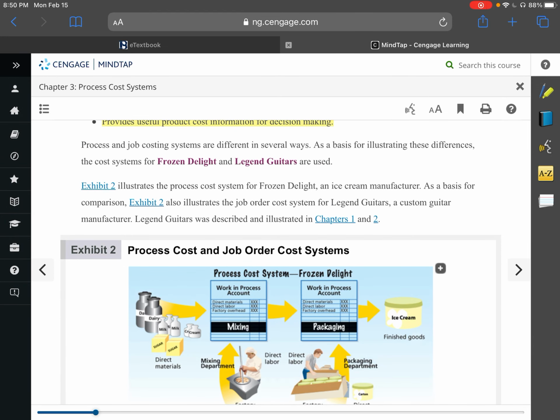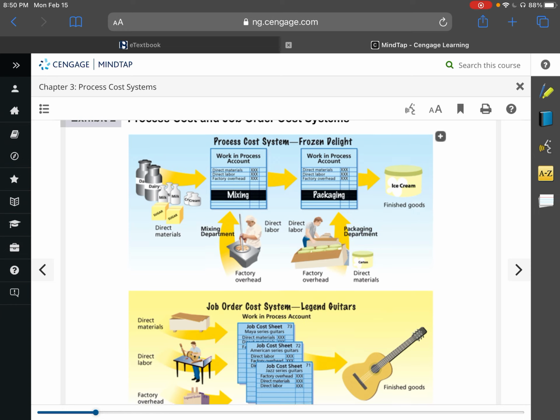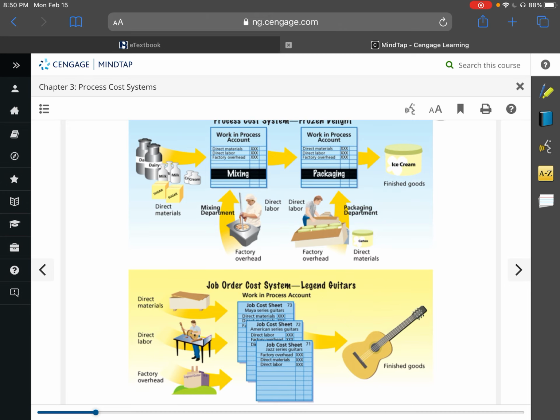So, for job order costing, we looked at guitars and the process to make an individual guitar and how they can be different. For the process cost system, we're going to look at a company called Frozen Delight. All right, so they're going to be making ice cream. It's going to be the same process each and every time. So it should be very easy for us to be able to distinguish between process cost and job order cost.